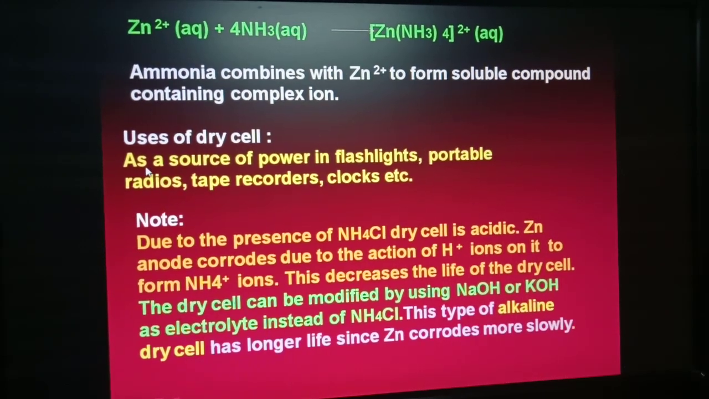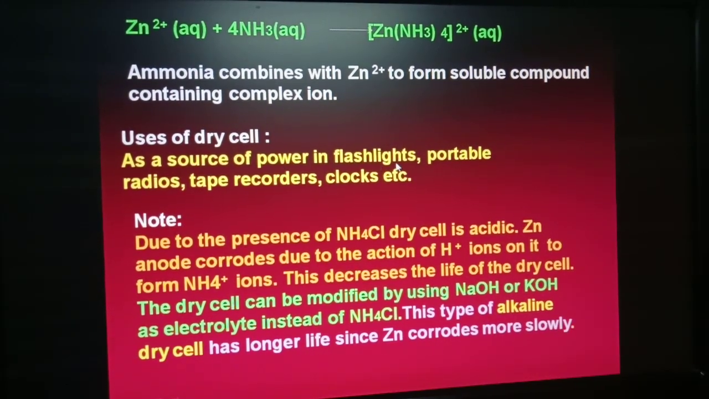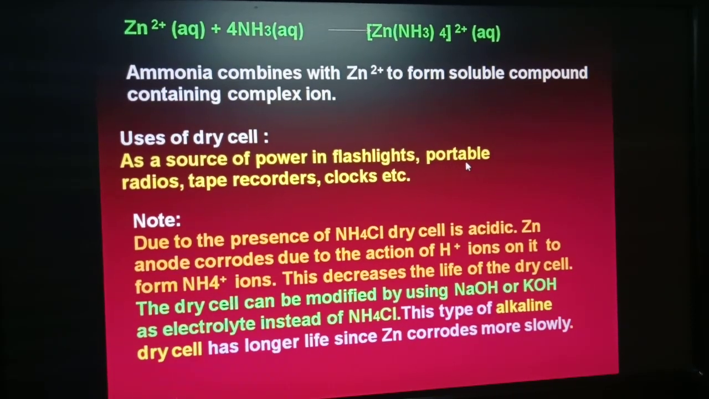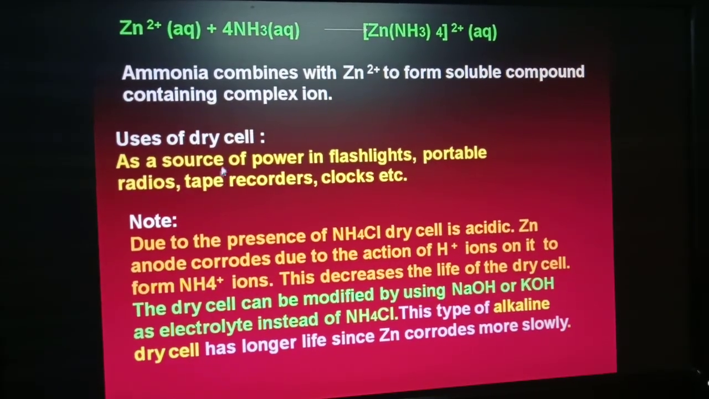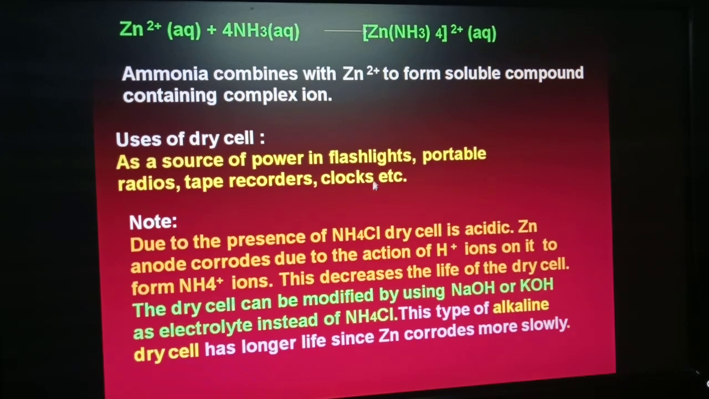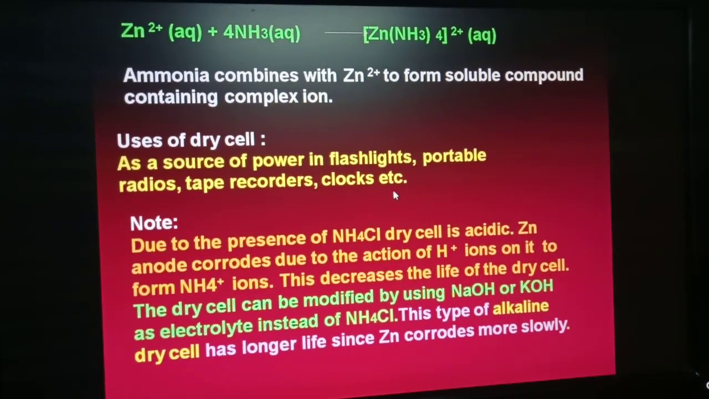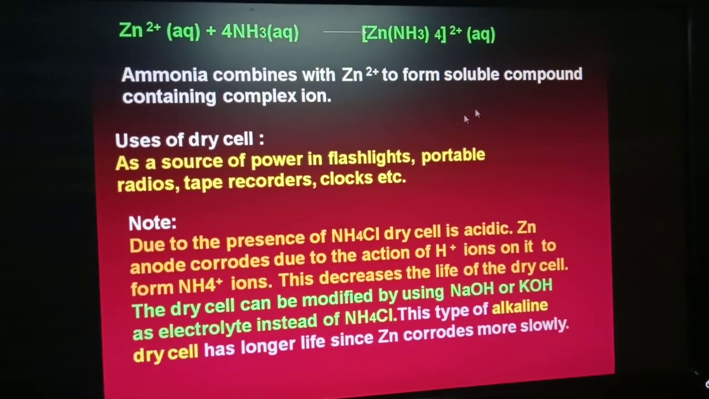Now, uses of dry cell. Dry cell is used as a source of power in flashlights, in portable radios, in tape recorders, and also in clocks. Now the dry cell that we have studied is acidic because of ammonium chloride that is used in it. Now the zinc anode corrodes due to the action of H+ ions on it to form NH4+ ions, and that decreases the life of the dry cell.